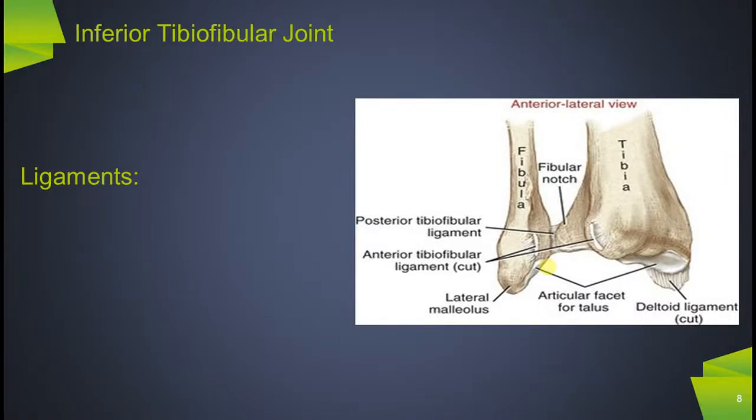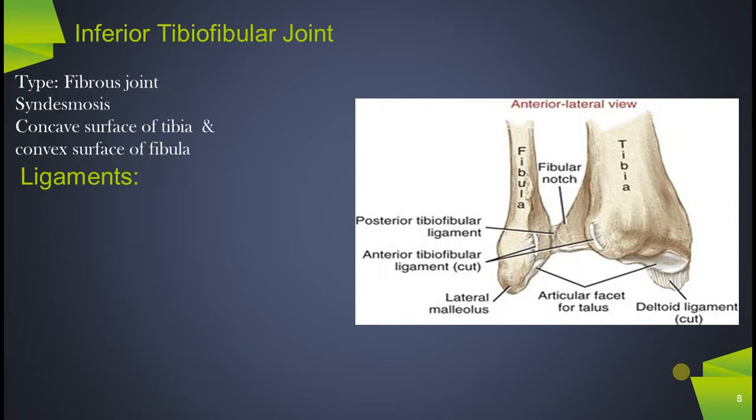The next joint of the tibiofibular articulation is the inferior tibiofibular joint. The inferior tibiofibular joint is again a fibrous type, syndesmosis. Okay, not even synchondrosis, because again it is a fibrous type. There is no joint capsule or synovial membrane, and both the bones are held together only by the ligaments.